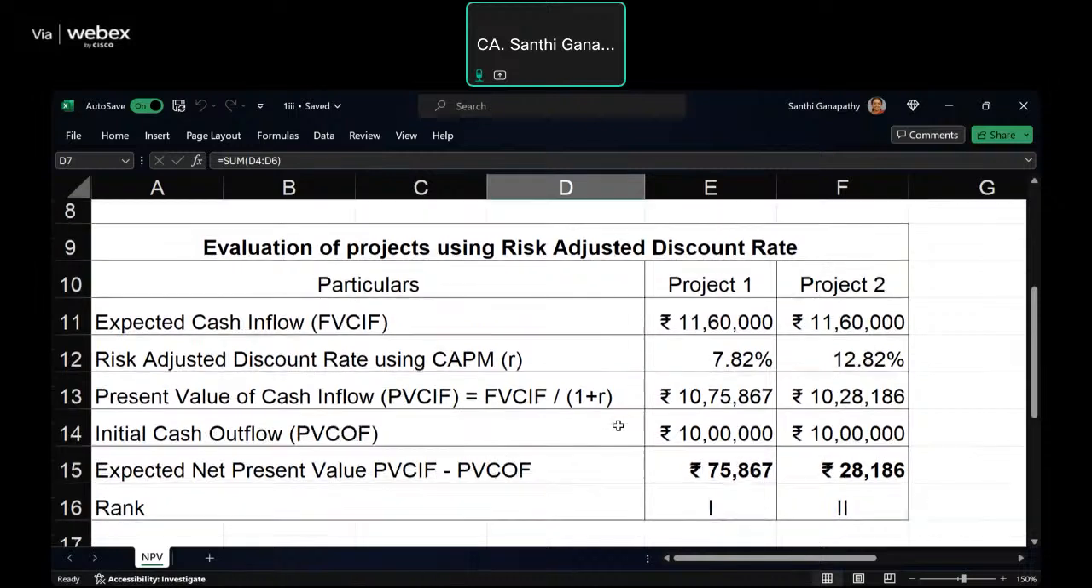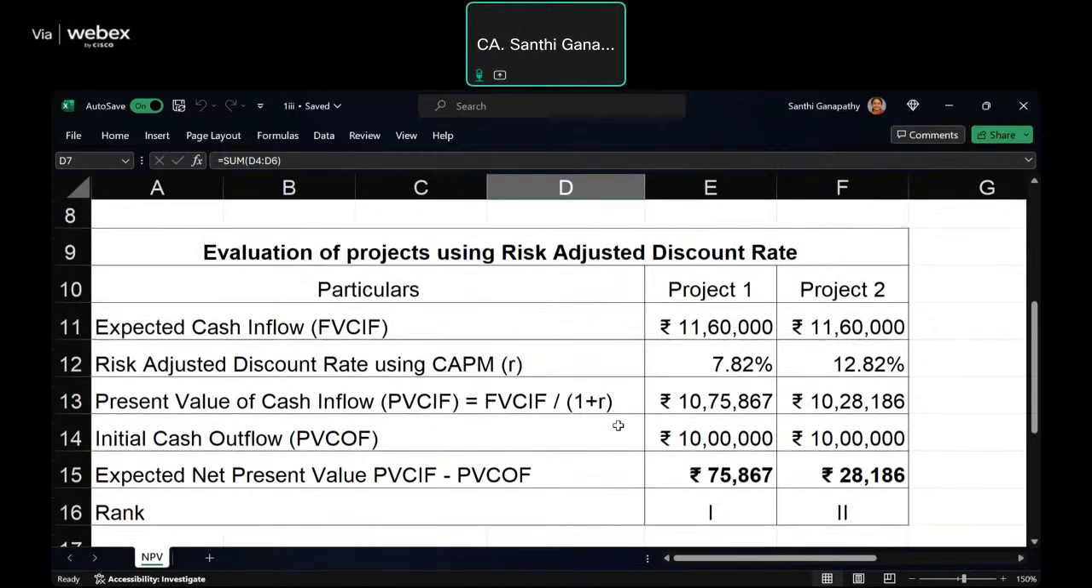CAPM, that rate has to be used as the discount rate. So you will find present value of cash inflow as future value of cash inflow divided by 1 plus R.